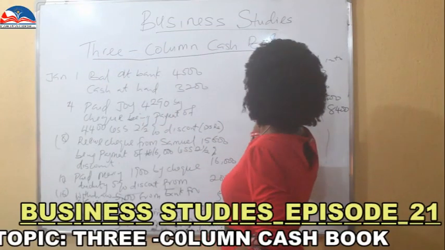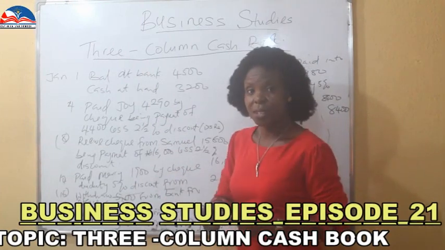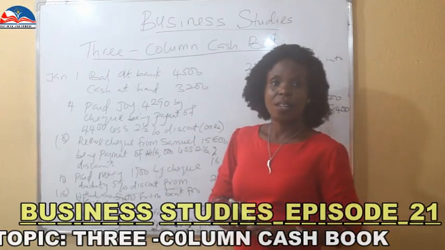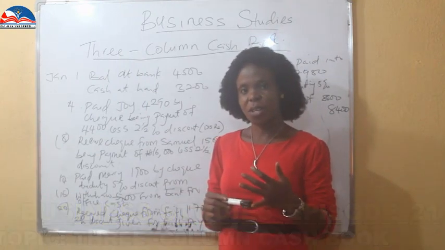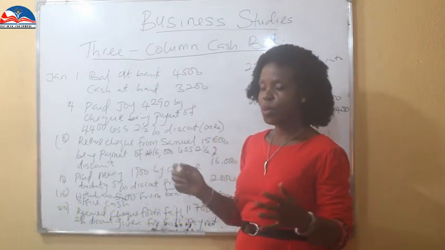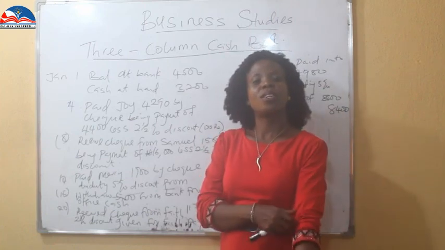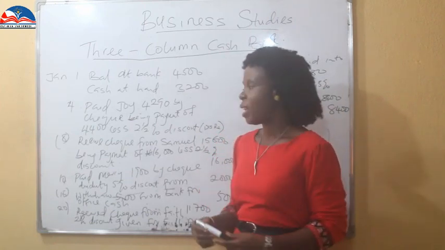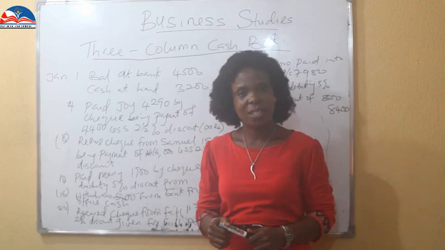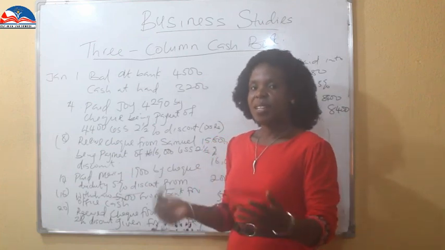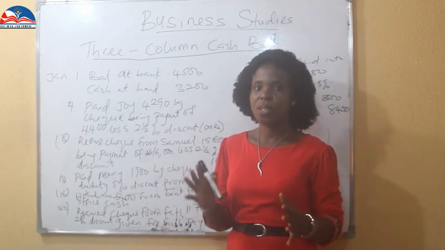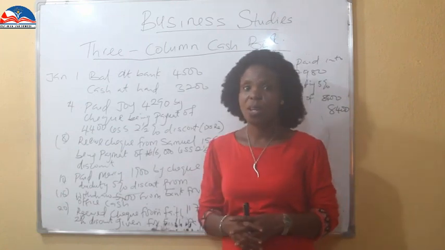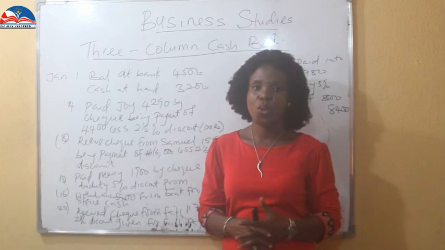And we are still on our cash book series. We've taken the 1 column cash book, 2 column cash book. Today is the turn of 3 column cash book. I have a question on the board, and we're going to solve this together. I'm going to tell you different ways we come up with our service that we're going to carry out.